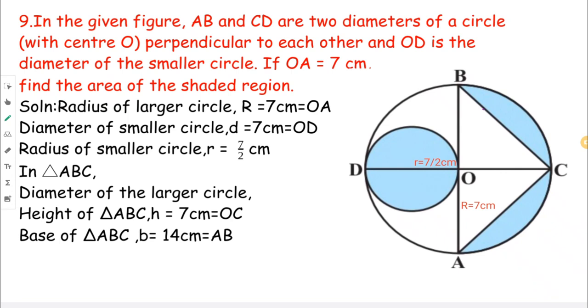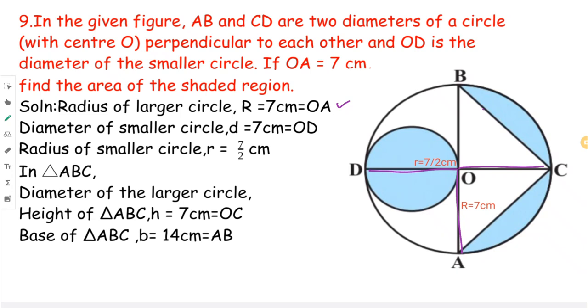Here they've given us the radius of the largest circle, OA, is 7 centimeters. So remember, if this is 7, this is also 7, this is also 7, this is also 7. But when you look at the smaller circle, the bigger radius becomes the diameter of the smaller circle, right? So if the diameter OD from here till here is 7, then the radius is half, it will be 7 by 2.